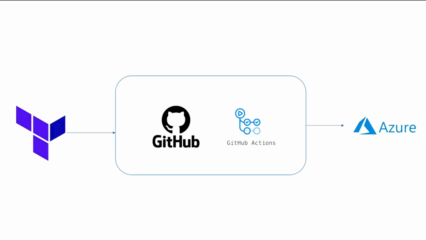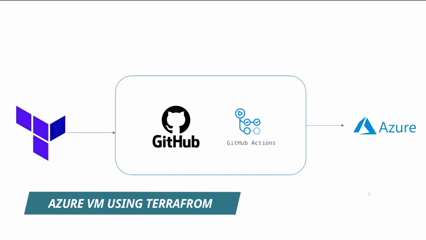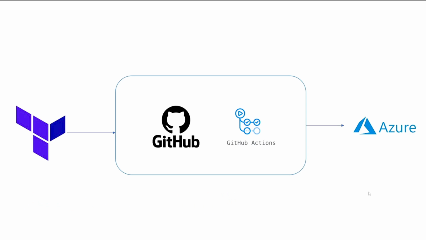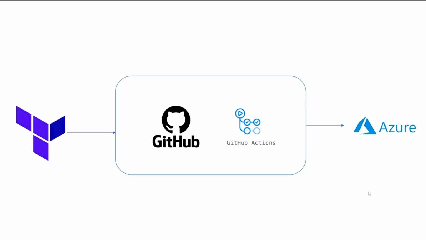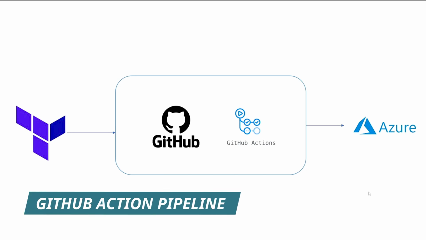In this video, we're going to create an Azure Virtual Machine using Terraform, all orchestrated through a GitHub Actions Pipeline. We'll cover everything from setting up credentials to writing the pipeline code.